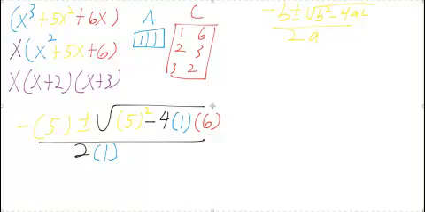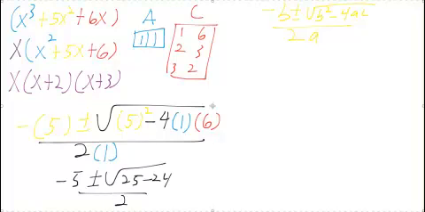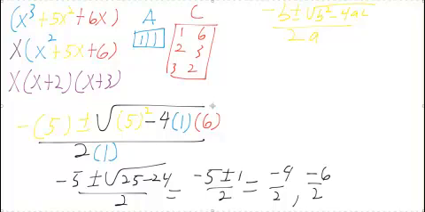negative 5 plus or minus the square root of 25 minus 24 over 2, which will give us negative 5 plus or minus 1 over 2. And I'll write everything out. We'll have negative 4 over 2, negative 6 over 2 are two factors, or two zeros, or solutions I should say, which will be negative 2, I'll keep it in order, and negative 3.